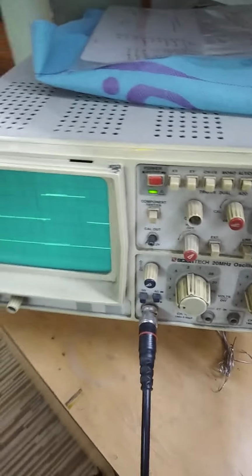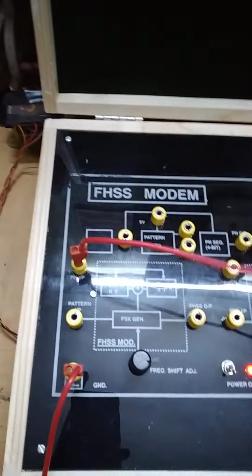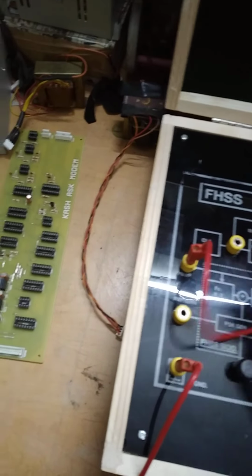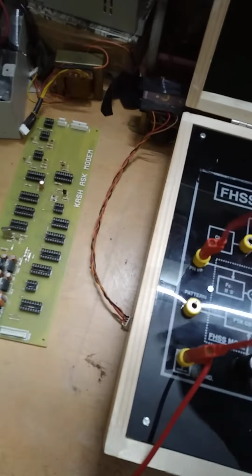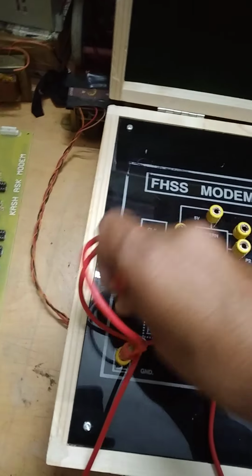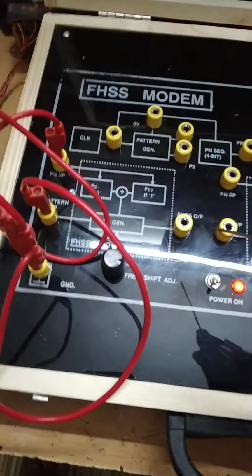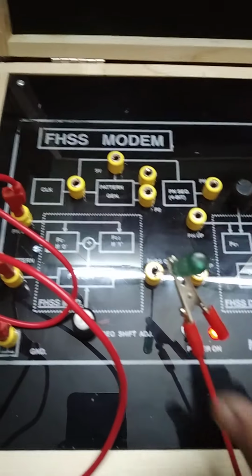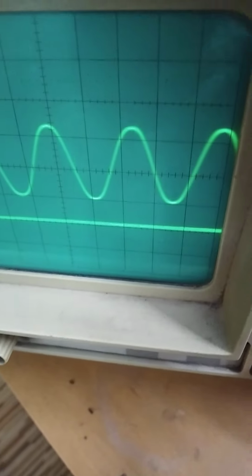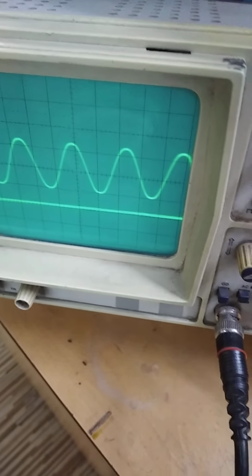Now for practical purposes, first connect the pattern input and PN input to ground. Observe the output of the FSK generator. We will get a single frequency. Measure this frequency.